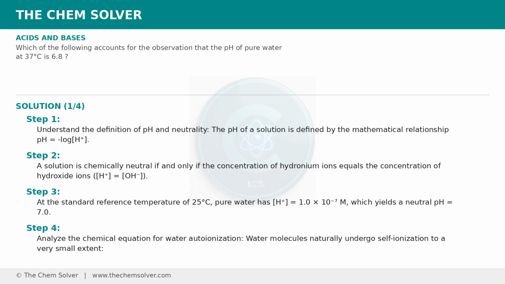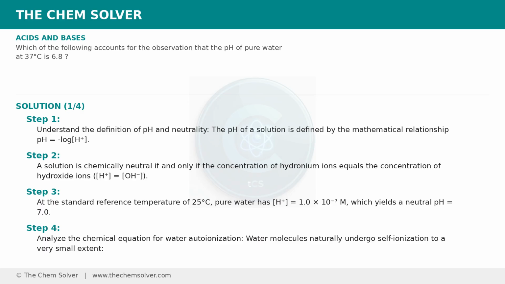Understand the definition of pH and neutrality. The pH of a solution is defined by the mathematical relationship pH equals negative log [H+]. A solution is chemically neutral if and only if the concentration of hydronium ions equals the concentration of hydroxide ions. [H+] equals [OH-].